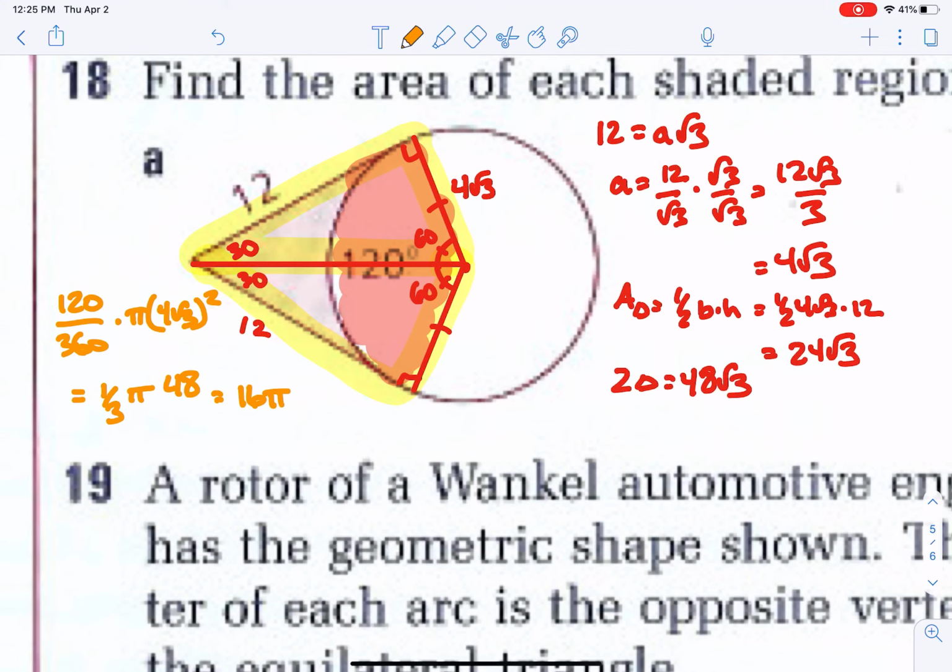So our total area then is 48 root 3 minus 16 pi. And there you go.